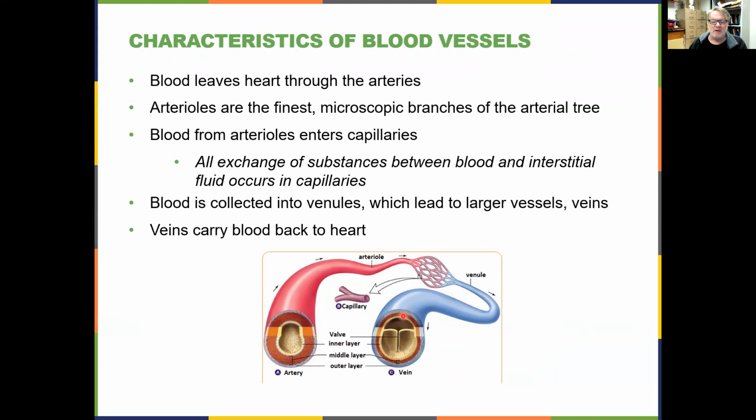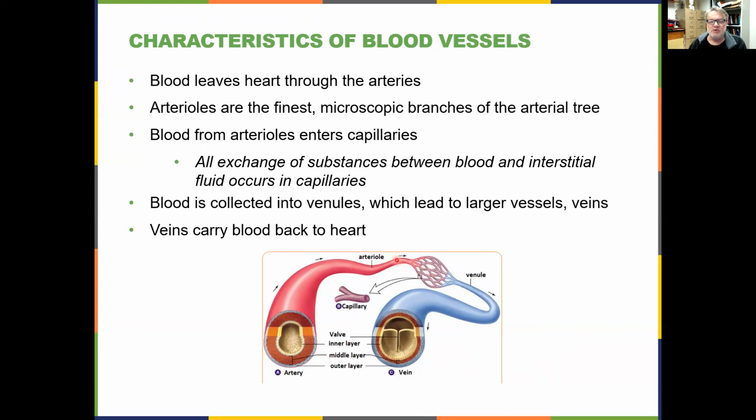The vein, in contrast, has a very thin wall compared to the artery. It still has epithelial cells and a thin layer of smooth muscle, but it doesn't have to resist much blood pressure at all. In fact, the blood pressure is extremely low in a vein. So there are very significant structural differences between the two.